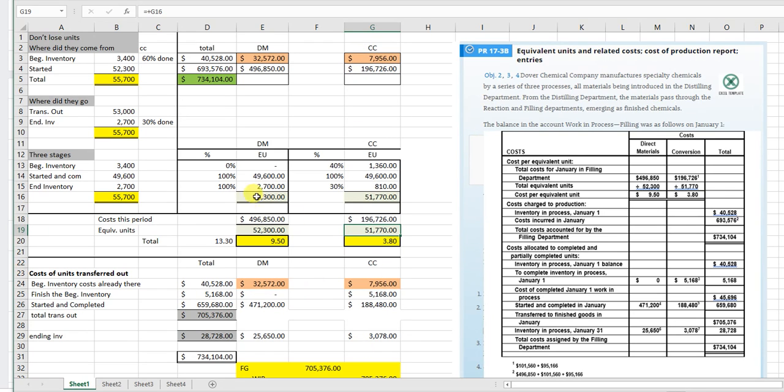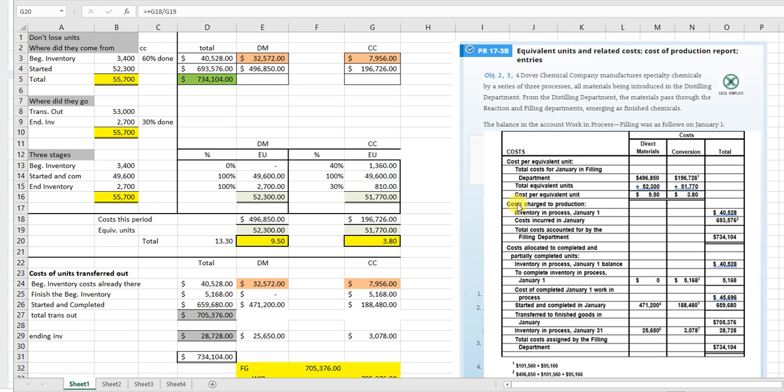So I take my total cost this period divided by my total units this period. This 53 comes down here, this 51,770 comes down here, and I take my cost of 486,850 divided by my units, and I get 950, and I take my 196 divided by 51,770 to get my 380. So you can notice they get 950 and 380. Okay, let me pause it.